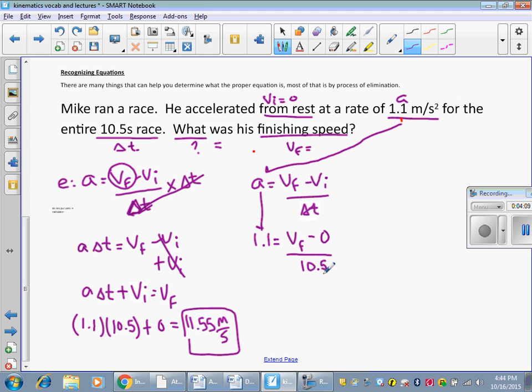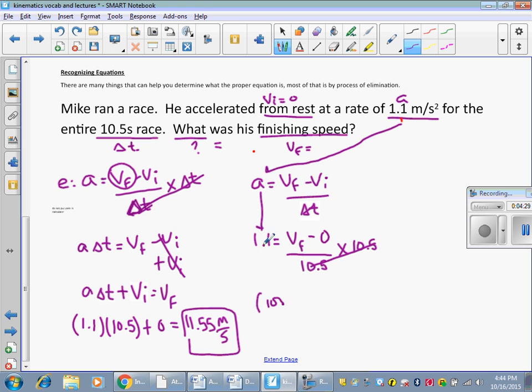Wrong. I have to still solve for V final. So you see how I'm going to end up doing the same work. Just if you like moving numbers, that's better. Okay, that's fine. So times 10.5 to get it out of the bottom. Whatever I do to one side, I do to the other. So I have to multiply this side by 10.5. So I'm going to show that in my next line.